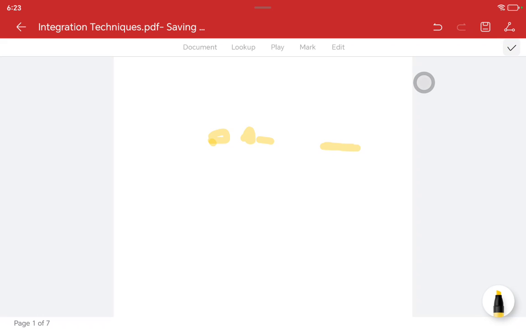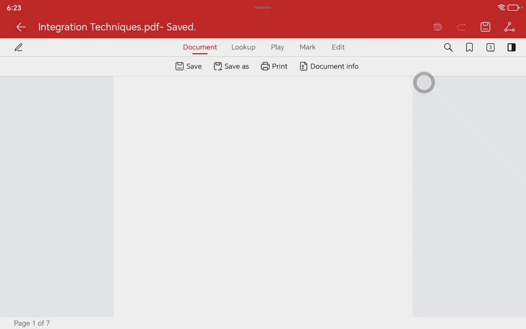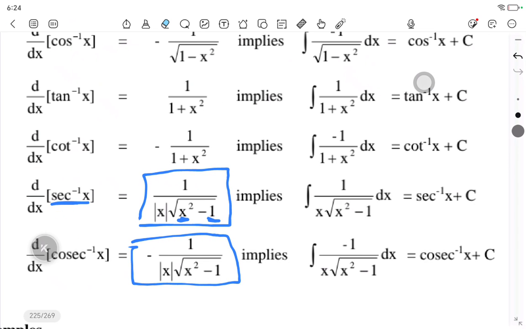What's happening with this document? The document is no longer reading, right?